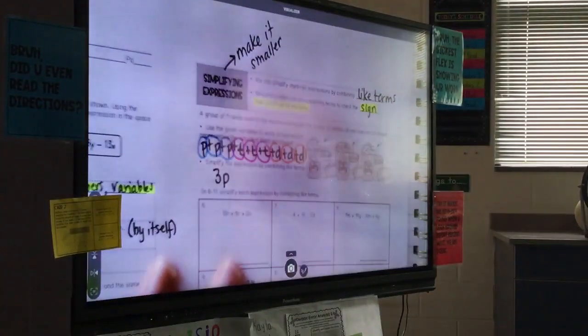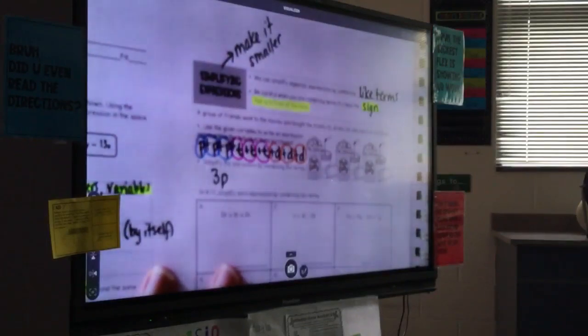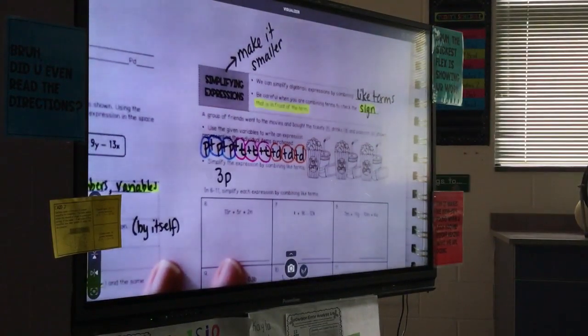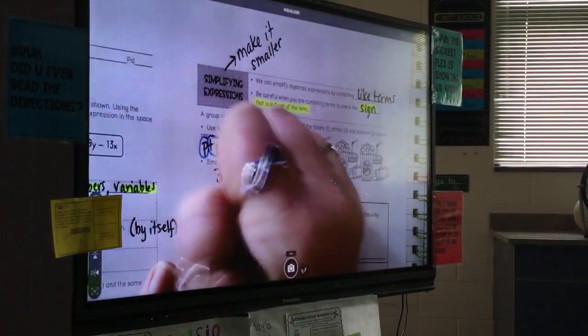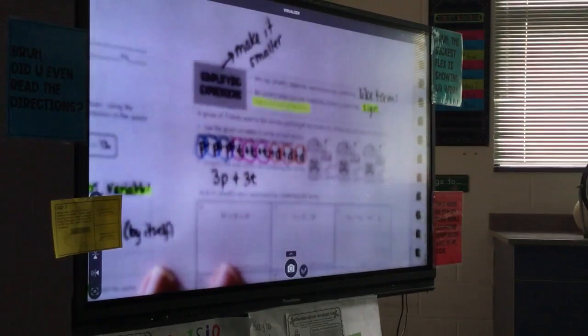How many t's do I have? And am I adding them or am I subtracting them? And how do I know? Raise your hand. How do I know if I'm going to add or subtract? Ben? Yes, the addition sign is telling me that I'm going to add these 3. All right, and then I can use that same logic for the 3 drinks, right?